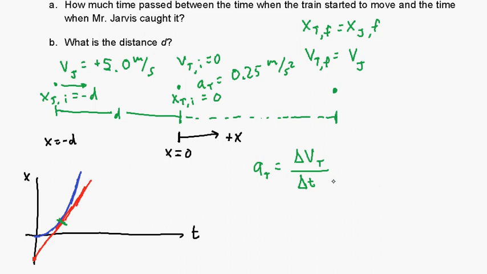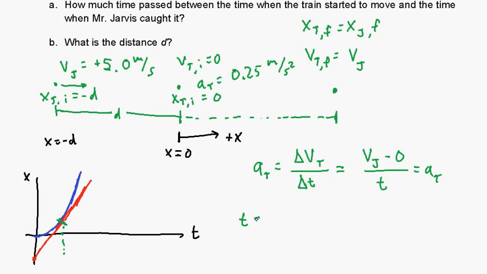Okay, so I'm going to say we start at time 0, and then this here is the time when we actually catch the train, right there. So that's going to be t, right? So let's see, this is Vj minus 0 over t. We were given a, right? So that equals a for the train. We were given a for the train. We were given Jarvis's velocity.